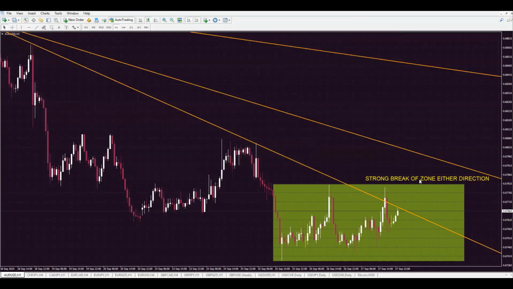Yeah, so we're basically waiting for a strong break of this zone. And for those who want to know what a strong break is, they can make reference to my ebook. Strong break of this zone, and you should be off to the races. So that's it for Australian USD.